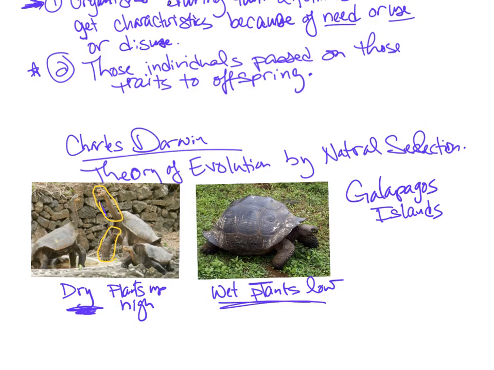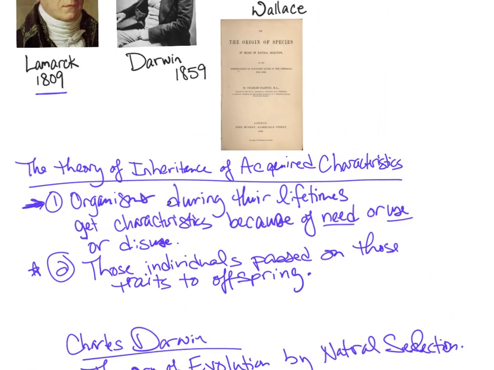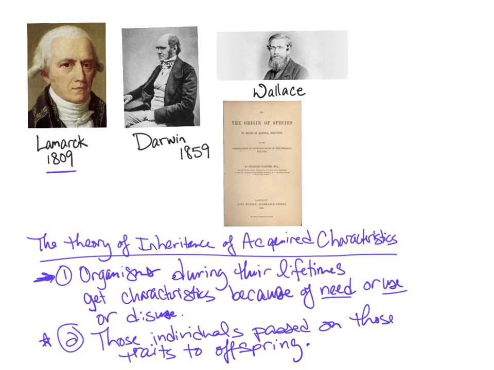And the last quick thing I'm going to say on here is I want to address this guy, Alfred Russel Wallace, because he independently had the same idea that Darwin did. He was traveling around and seeing the same kinds of things, and he independently came up with the theory of evolution by natural selection.